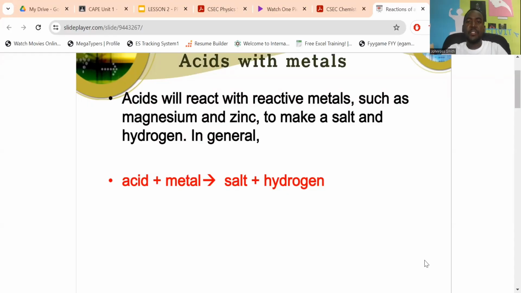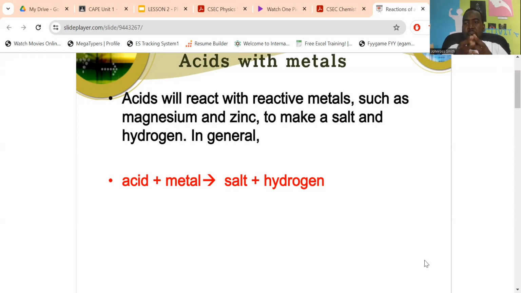Now, the first reaction is between acids and metals. Acids will react with reactive metals such as magnesium and zinc to make a salt and hydrogen gas. So in general, this happens once a metal is above hydrogen in our reactivity series. If you don't know the reactivity series, you can pause this video and look at our previous videos that focus on the reactivity series.